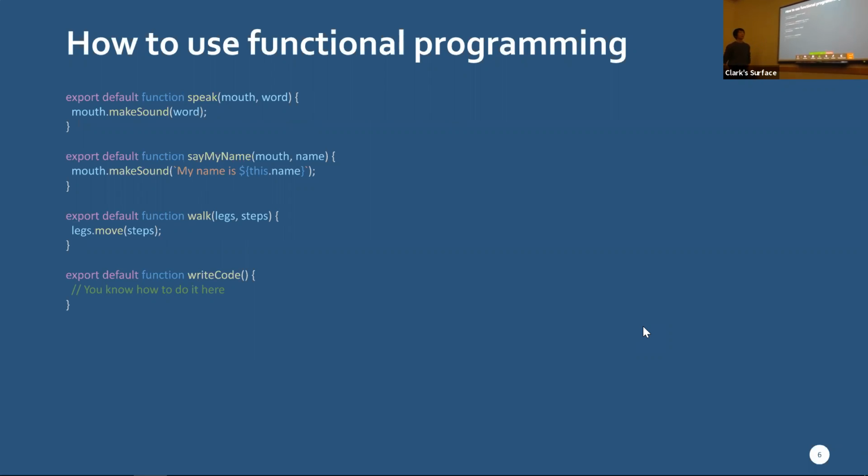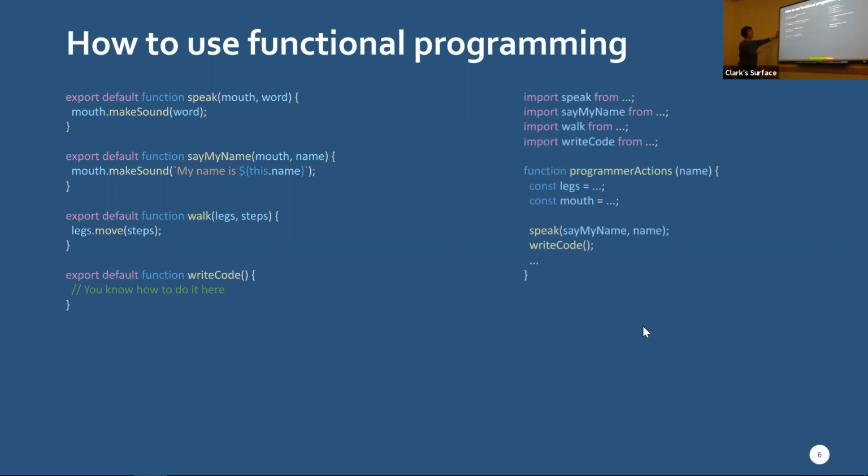So let's take a look at the same example in functional programming, how we do this OOP thing. We have speak, say name, walk, and write code, these methods from before. Instead of putting them in an object, we separately put them in, let's say, four different files or in one file. We export them separately, and when you want to use them, you can just import them individually.